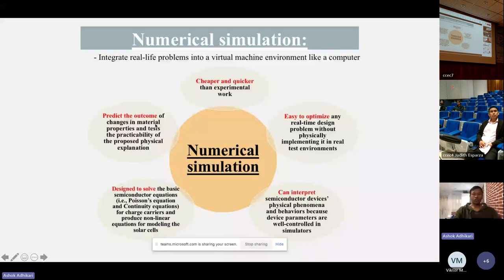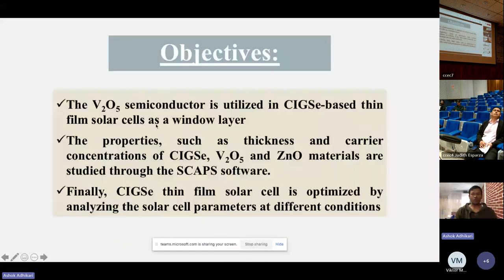The objective of this work is that V2O5 semiconductor is included in the solar cells, and the properties such as thickness, carrier concentration, and band gap of the CIGS, thickness and carrier concentration of V2O5, and thickness and carrier concentration of zinc oxide are studied. Why are we focusing on thickness and carrier concentration? Because these parameters are mainly correlated with the cost as well as the device performance. That's why in this section we are only focusing on thickness and carrier concentrations. Finally, the solar cell including V2O5 is optimized to get the maximum efficiency possible.